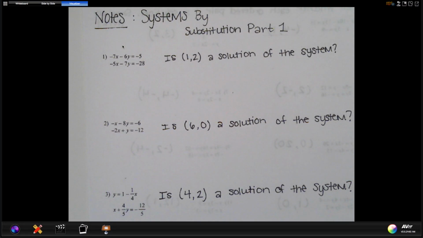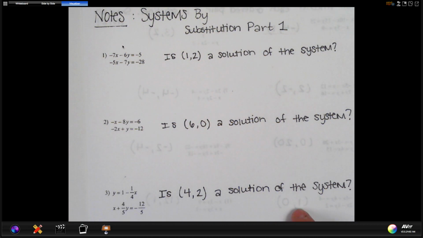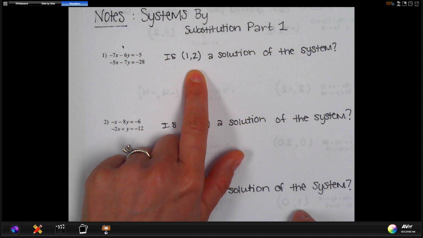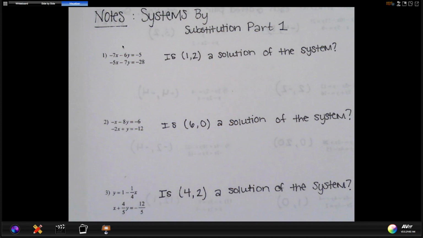Okay, good morning and welcome to our new notes, and that is our first part of solving systems by substitution. Today we are going to talk about when you have an ordered pair and you do not have a graph, you don't have anything else, but you have an ordered pair as a suggestion, and then you have a system, how to tell if that ordered pair is a solution, meaning it's where the two lines cross in some location.